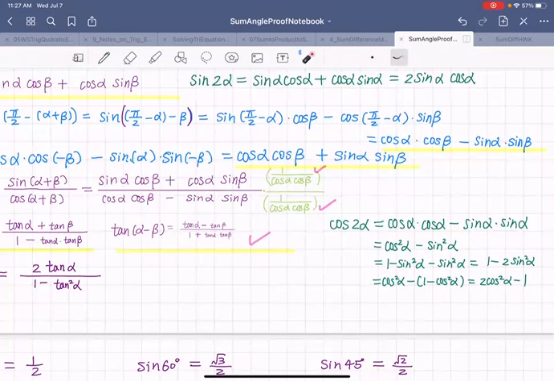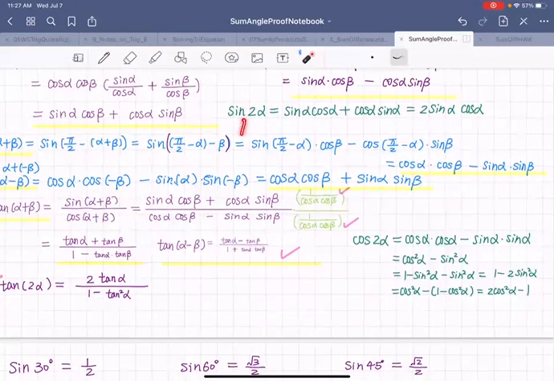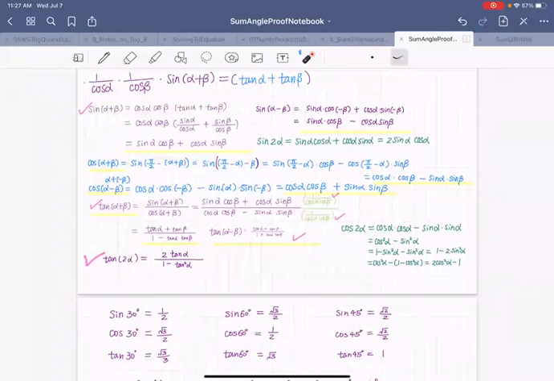Okay, so sine 2 alpha equals this. Cosine 2 alpha equals to this and this and this. Oh, the last formula. Sorry, too many.